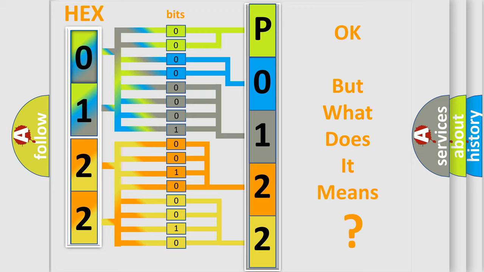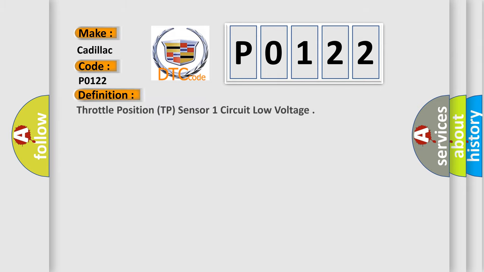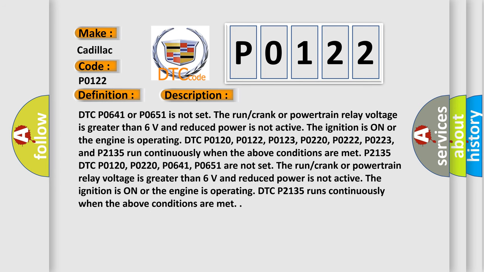The number itself does not make sense to us if we cannot assign information to what it actually expresses. So, what does the diagnostic trouble code P0122 interpret specifically for Cadillac vehicles? The basic definition is throttle position TP sensor 1 circuit low voltage. And now this is a short description of this DTC code.